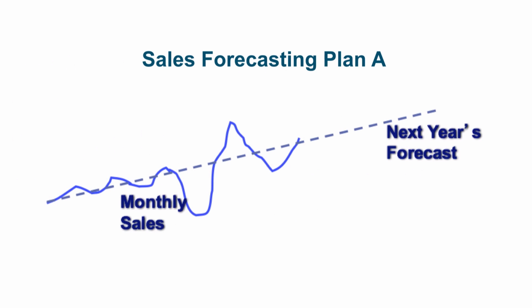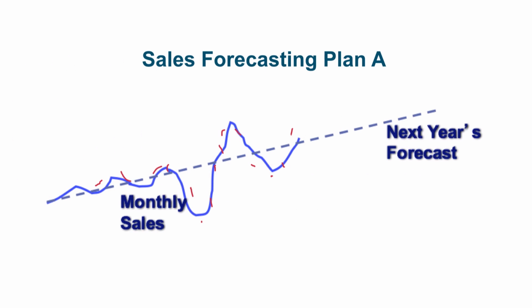So here's Plan A, the most common model for sales forecasting. This is something we talked about in the last unit. This is a regression analysis. What we've looked at is monthly sales over time. And the actual monthly sales go up and down, affected by different things.